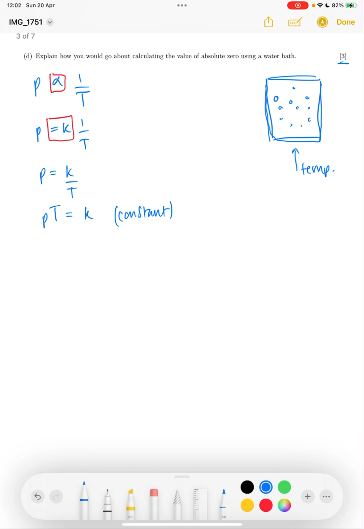Alright, I'm trying to work out the value of absolute zero, which is when energy is completely minimum, so the particles aren't moving. To do that, I'm going to need to plot a graph and basically extrapolate because the conditions here aren't good enough for us to work it out.